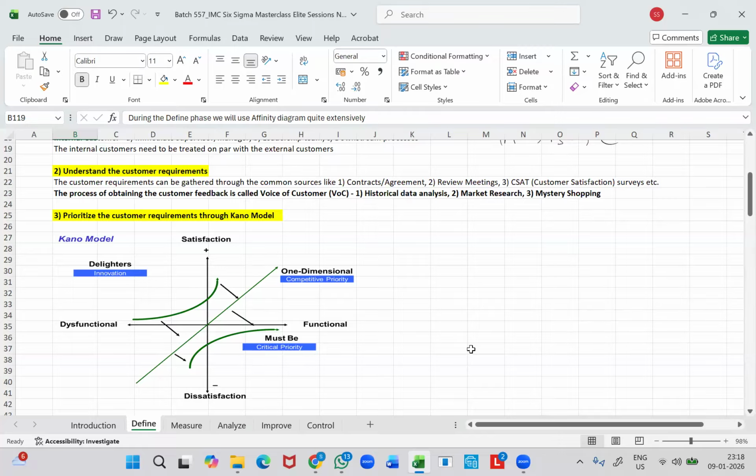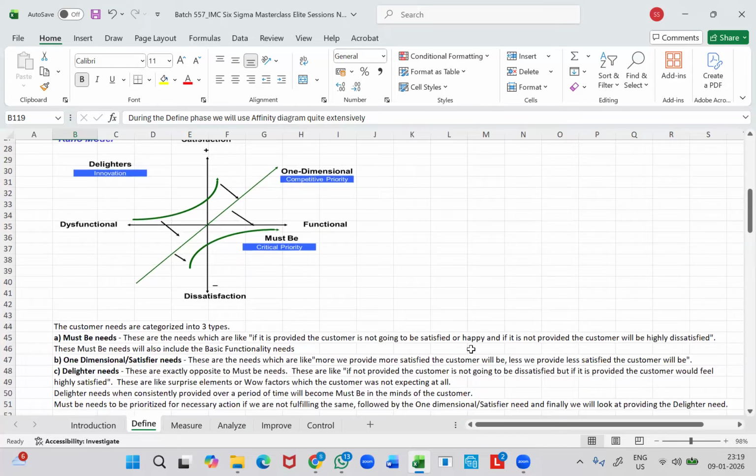Another important thing that we understood here was that without fulfilling the must-be and the one-dimensional or the satisfied needs, there is no point in providing the delighted needs, because that will not delight the customer. So we need to ensure that we fulfill the must-be and the one-dimensional needs before even thinking of providing the delighter.